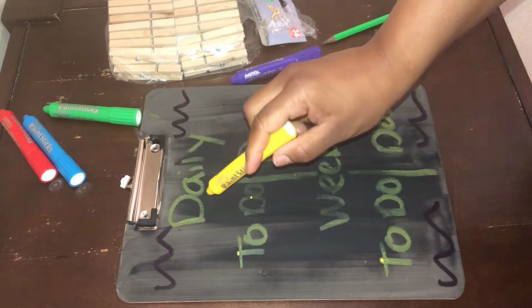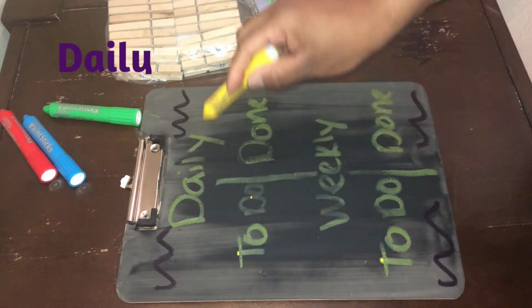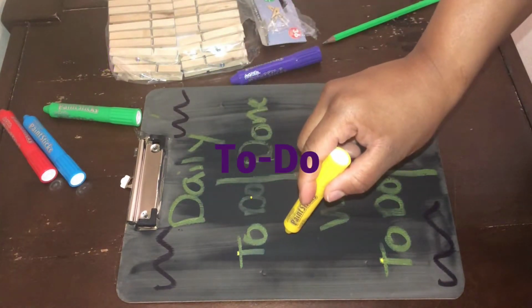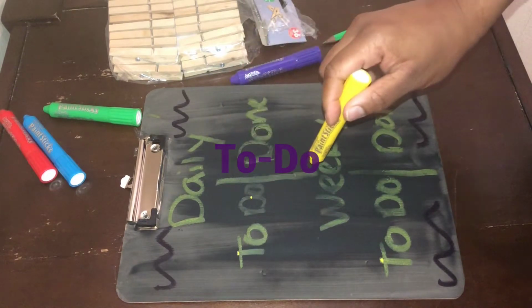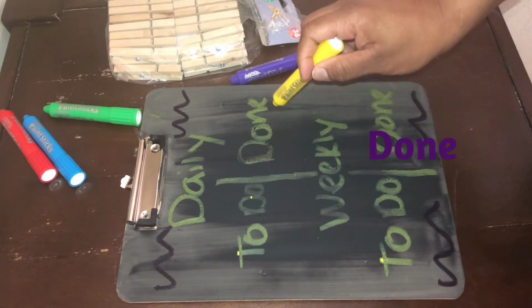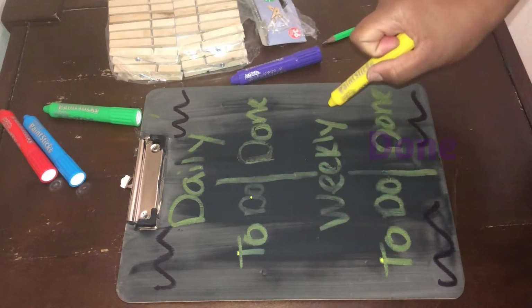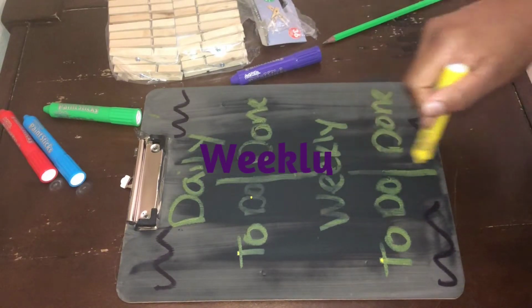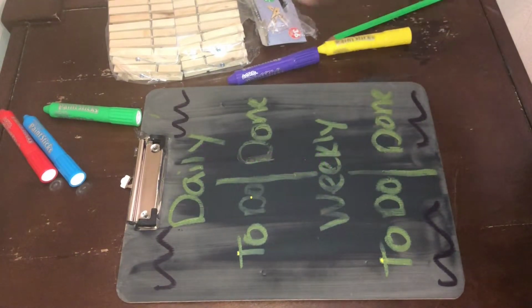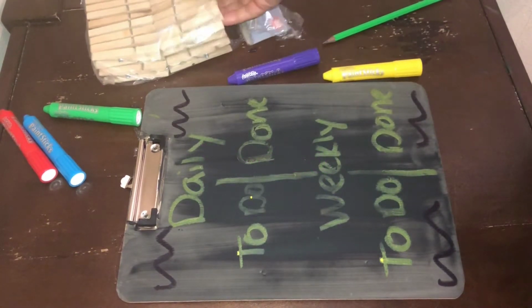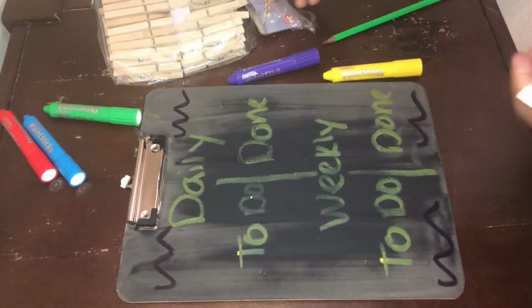So what you're going to do is, and I already wrote it in, you're going to write daily, you're going to write to do, you're going to draw a line, write done, write weekly, to do, draw a line, write done. And this is where your clothes hangers come into play.